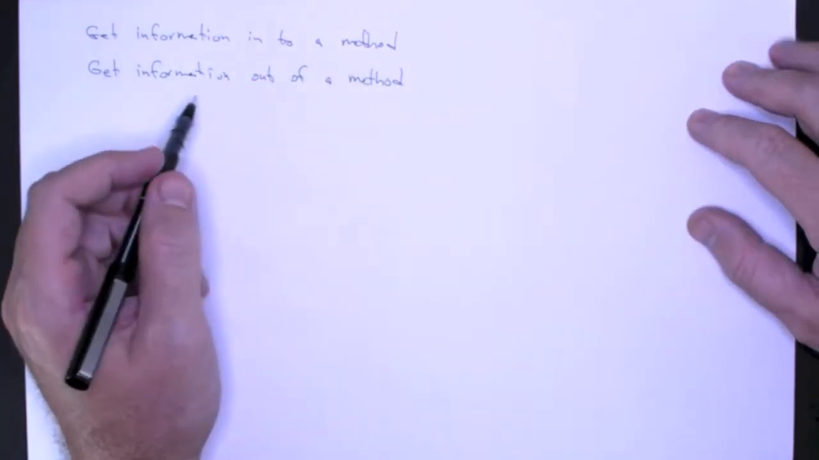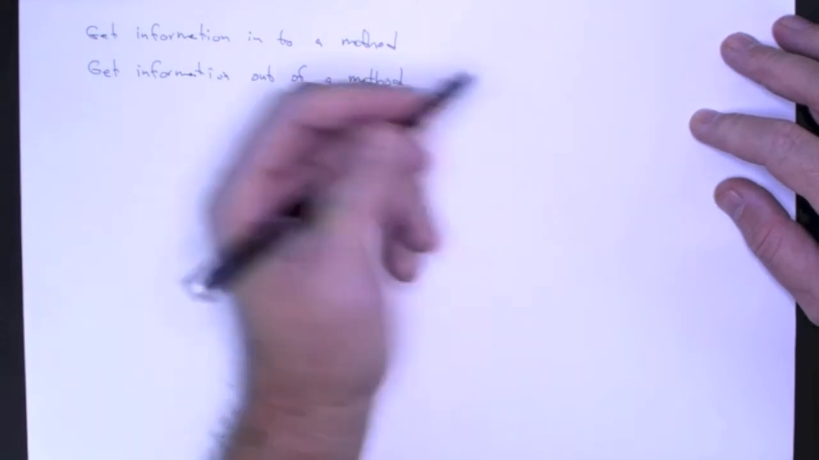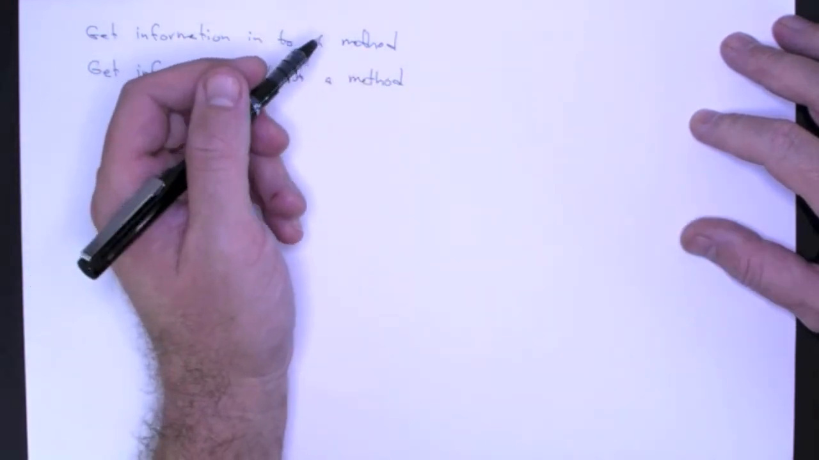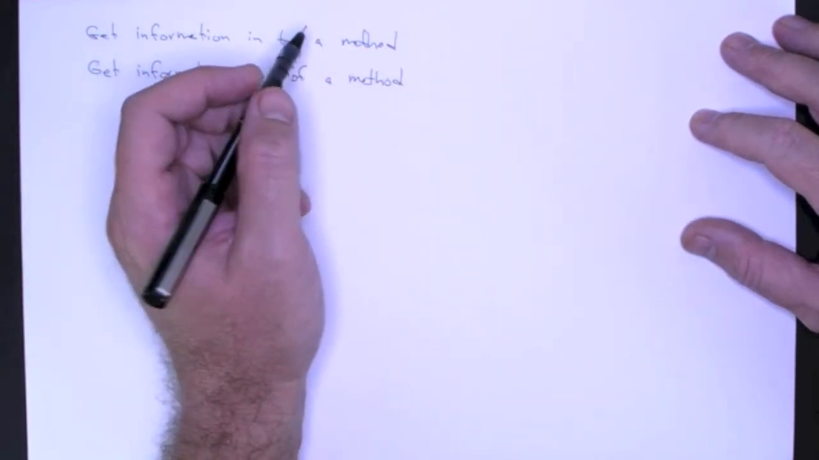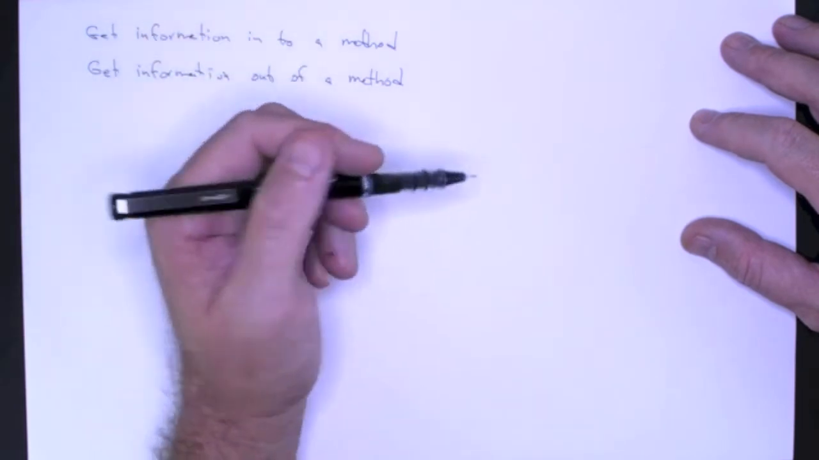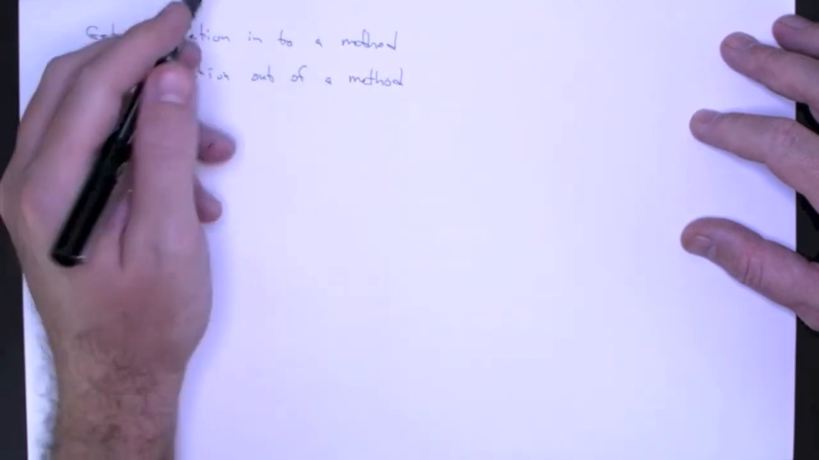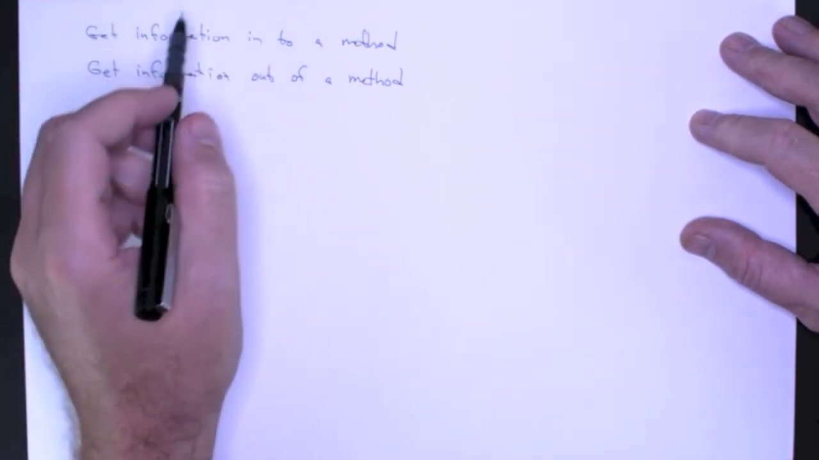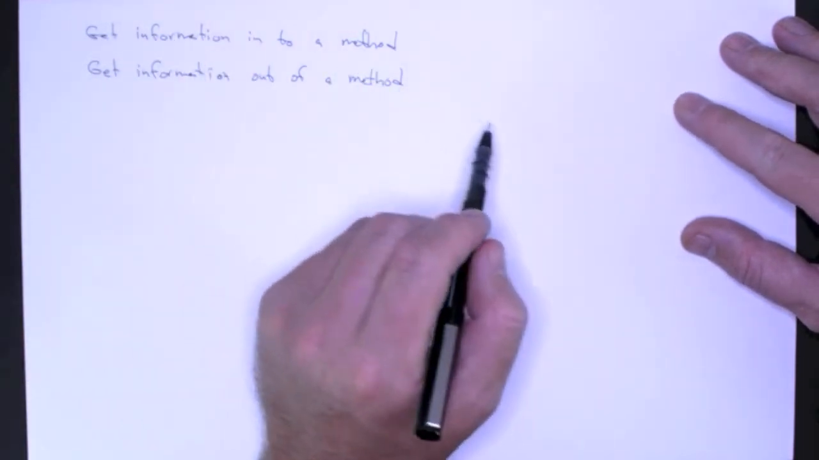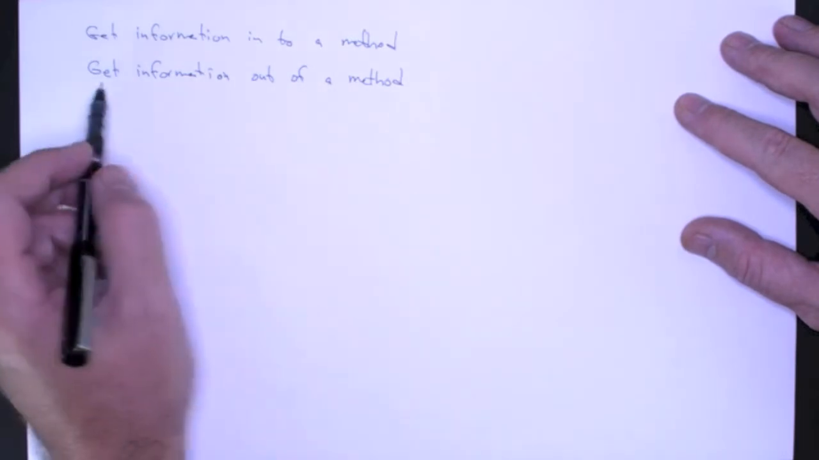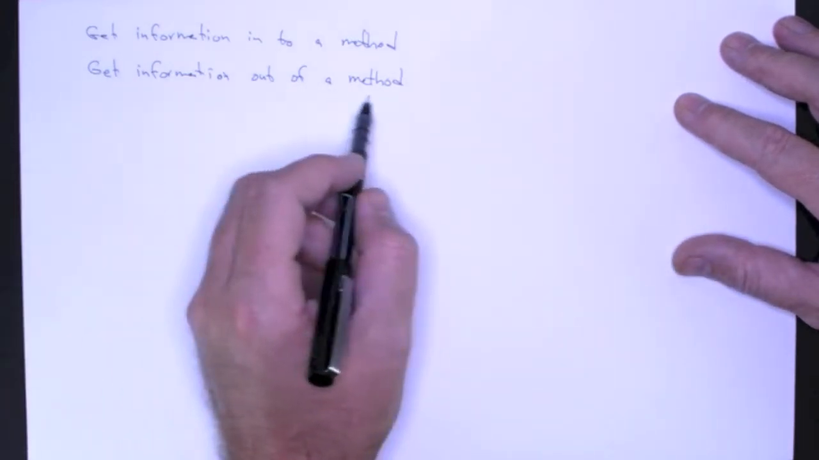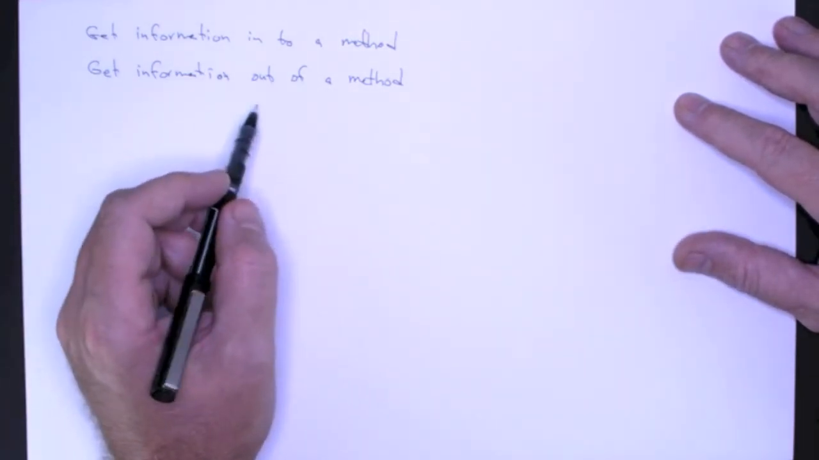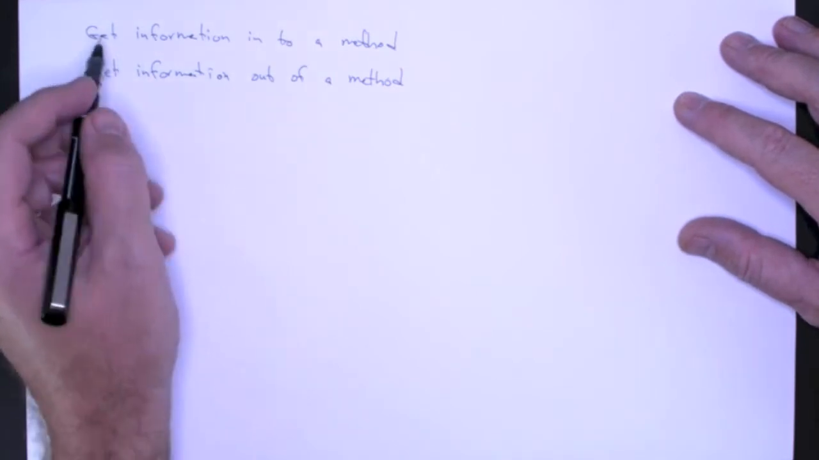So if I have a method that computes the average, where do those grades come from? Where does the sum come from? Where does the number of students come from? So I have to have some way of communicating information to a method, and then how do I get the average back? There has to be some mechanism to get information out of the method.